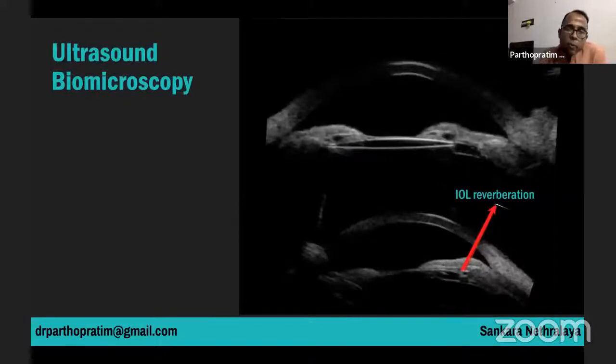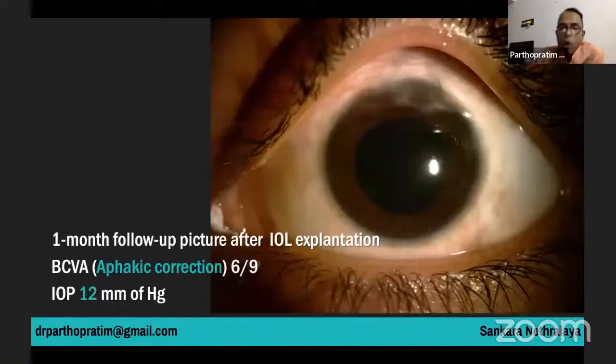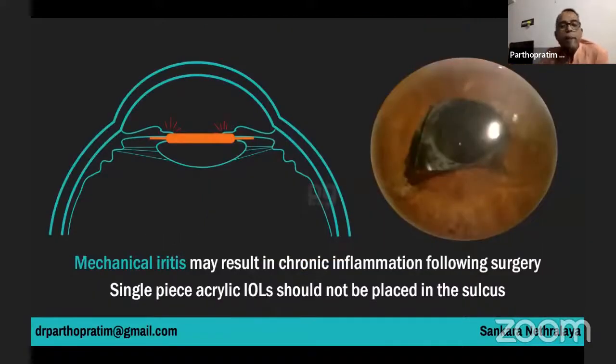When we did an ultrasound biomicroscopy, it showed us the IOL in the sulcus. From her medical documents, we could make out that a single piece IOL was placed in the sulcus. So this was the cause of her recurrent inflammation. This is the picture after the removal of the IOL. Her best corrected visual acuity was 6/9, and IOP came down to normal. So what happens is a mechanical iritis, which results in chronic inflammation following the surgery. So a single piece acrylic IOL should not be placed in the sulcus.